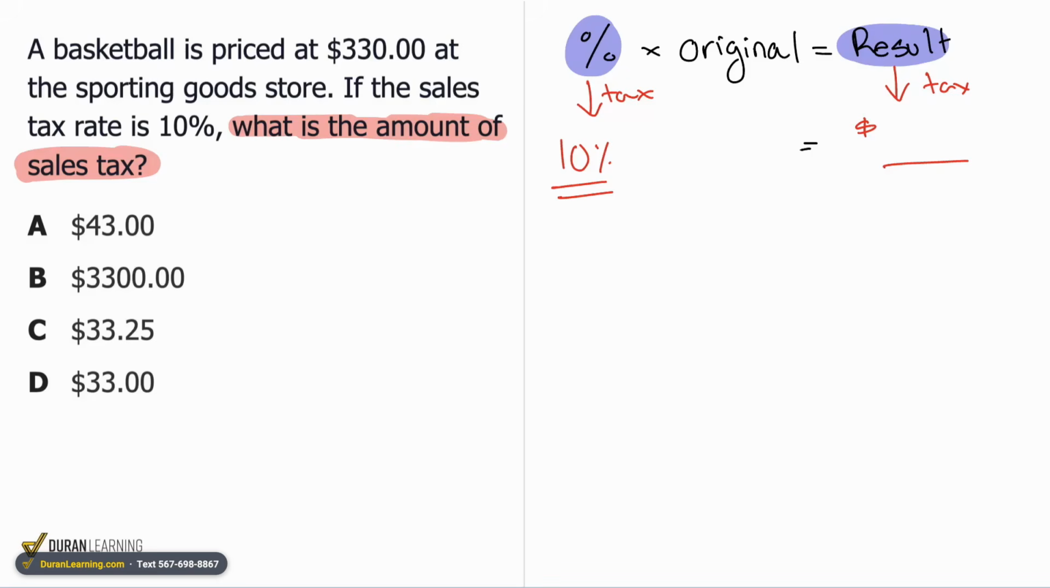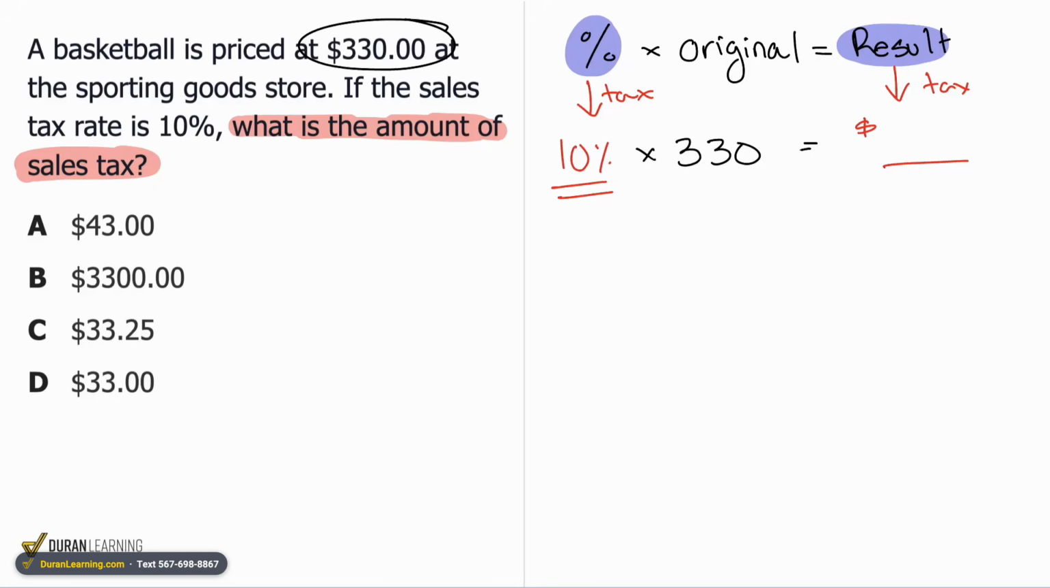So with that, let's go ahead and solve this up here, because we're plugging in 10%, which represents the tax. The original amount of this basketball that we're discussing is $330. And when we perform this math, boom, that'll give us the amount. So with that, here we go.